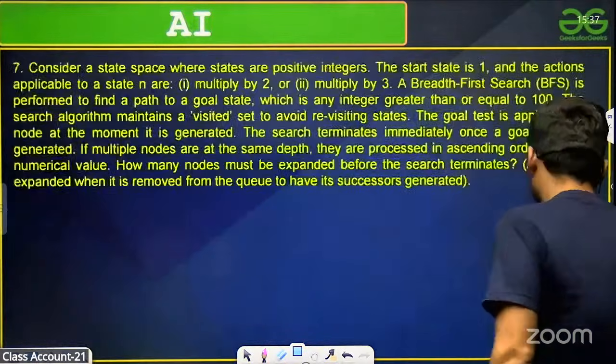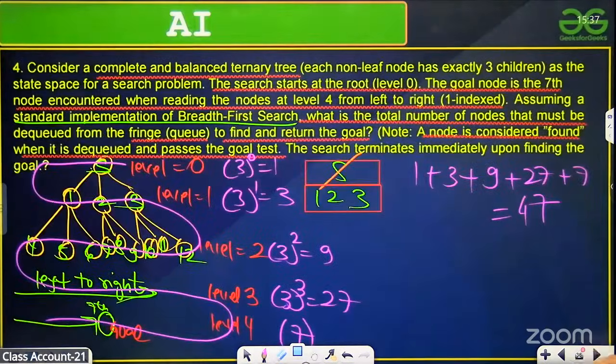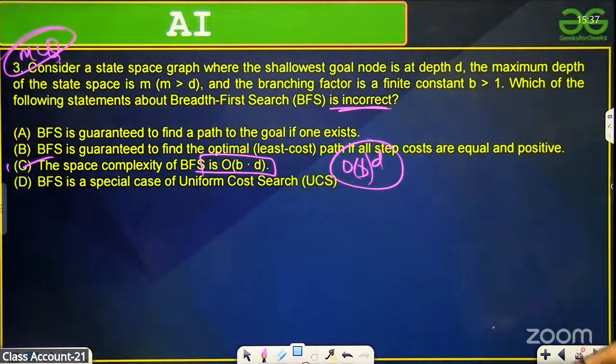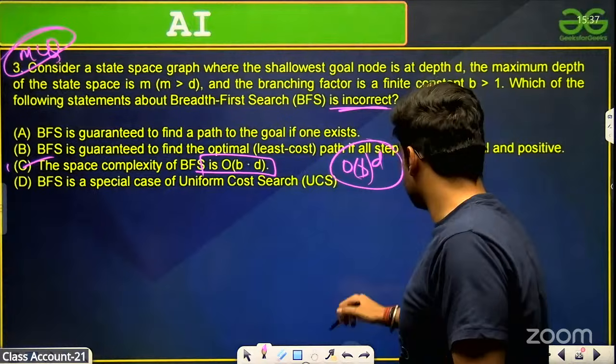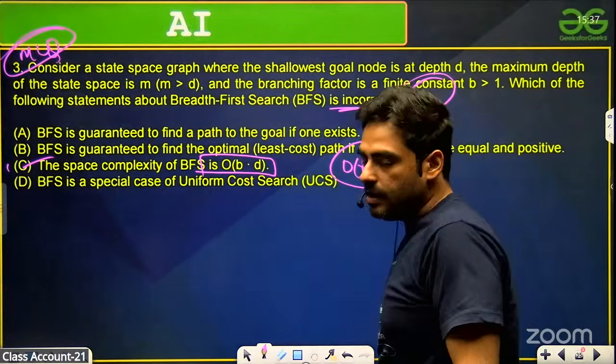Okay, chaliye. So this was the BFS algorithm. And so option C is correct here. Option C is the answer.